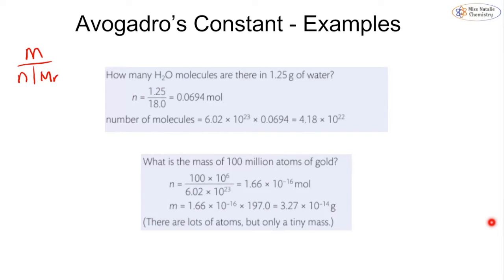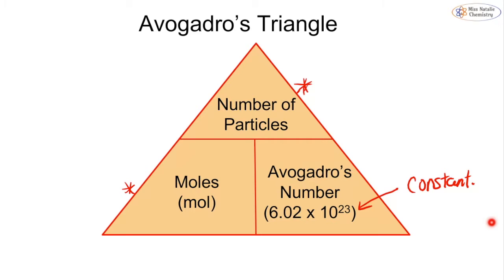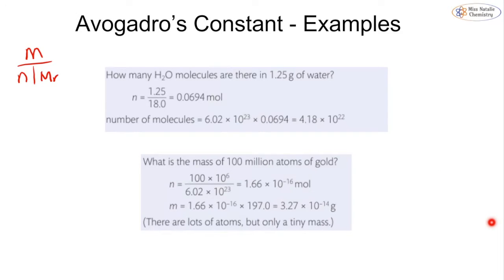So I do 1.25 divided by 18 because that's my molar mass of water, and that tells me that there is 0.0694 moles. If I go back to my triangle, to work out the number of particles, I take my number of moles and I multiply it by Avogadro's number. So 6.02 times 10 to the 23 times my number of moles, 0.0694, tells me that there are 4.18 times 10 to the 22 molecules of water in 1.25 grams.